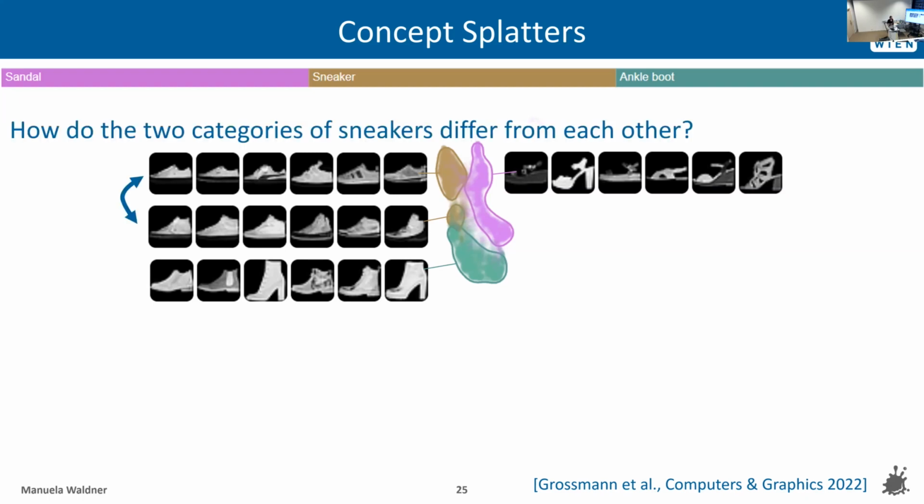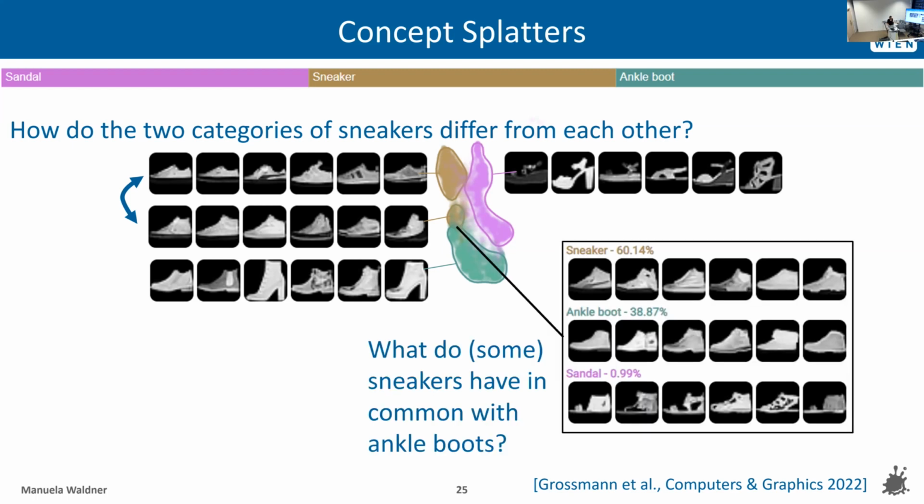So how do these two categories of sneakers differ from each other? They have low heels, but this cluster here actually has a very high shape, and these all have low shape. And then the next question, what do some of the sneakers have in common with the ankle boots? All low heels, high shape. They actually look very, very similar. And also we do have a few samples in here that also fall within that category. But just visually speaking, we can come up with a very nice characterization of what these different categories have in common and how they differ from each other.